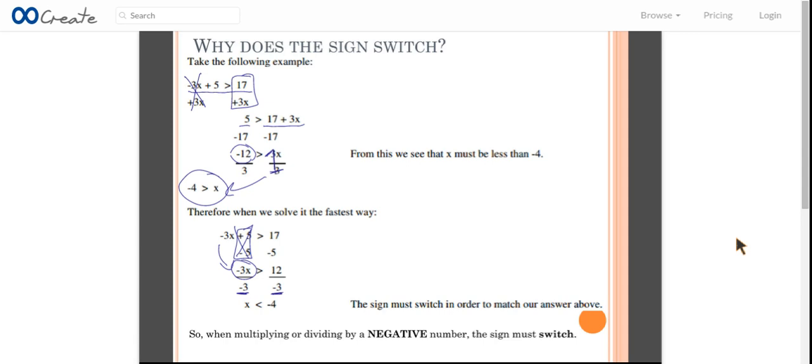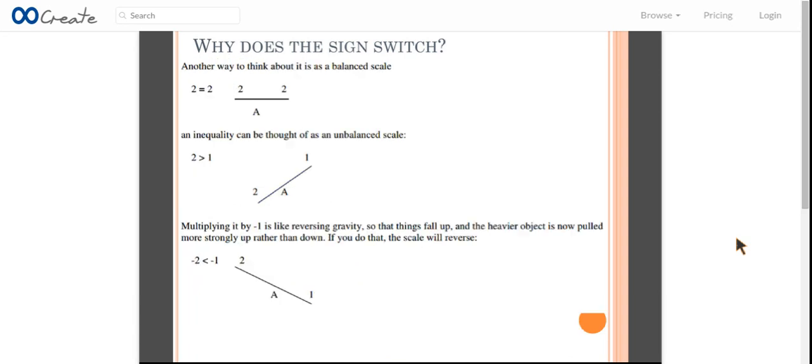Well, up here, we saw that x has to be less than negative 4. Negative 4 has to be greater than x. So I had to flip that sign. This is where we flip the sign for the answer to work. The sign has to switch in order to match the answer we got up above. So when we're multiplying or dividing by a negative number, I have to switch the sign. I know this is really kind of confusing, and it's one of those little exceptions. You're like, how am I going to remember this? Well, let's think about this for one more minute.